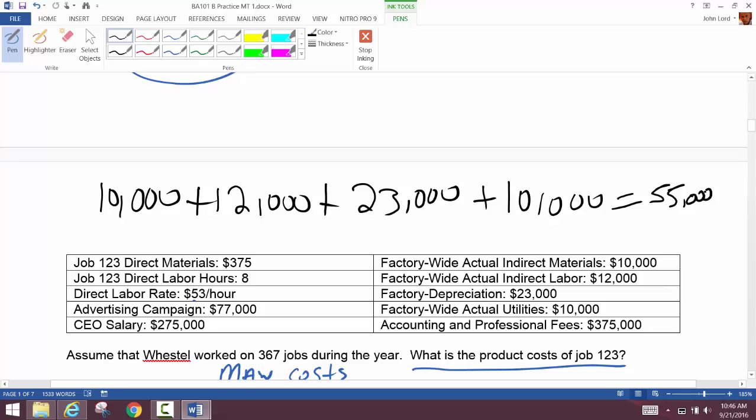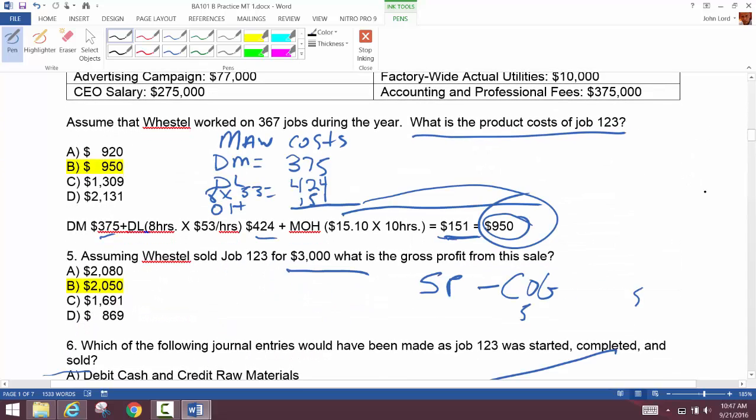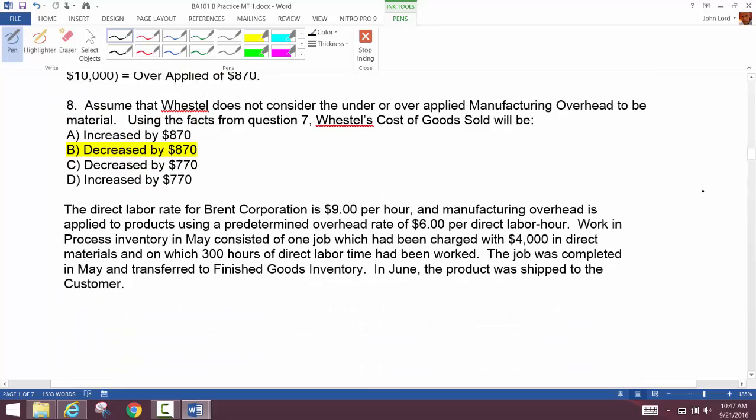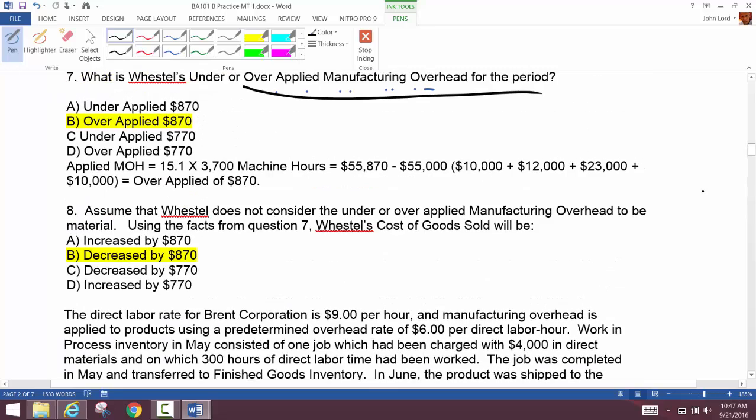That's 55,000, and now I'm going to drop back down to the problem. And we were at what? 55,000 for the actual, and we compare that to the applied. What's your name, the one that asked me about the 3,700? Seppreet. So you see the 3,700? We did pick that up. That's the actual hours, and we multiplied it times what? Times the 1510 predetermined manufacturing overhead rate, right? That's how we apply it. Okay? And so what's happening?